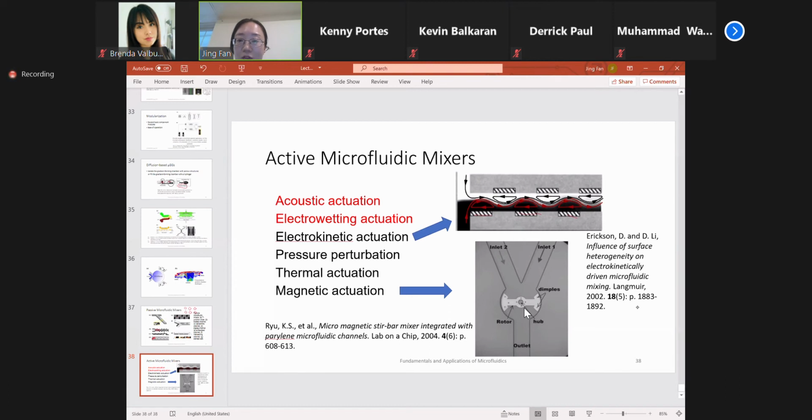So by designing this electrode pattern, when we have two streams of fluids flowing into this main channel, it can generate this kind of circulation next to each electrode. This type of circulation can effectively induce the mixing of two fluid streams. This is the electrokinetic actuation.